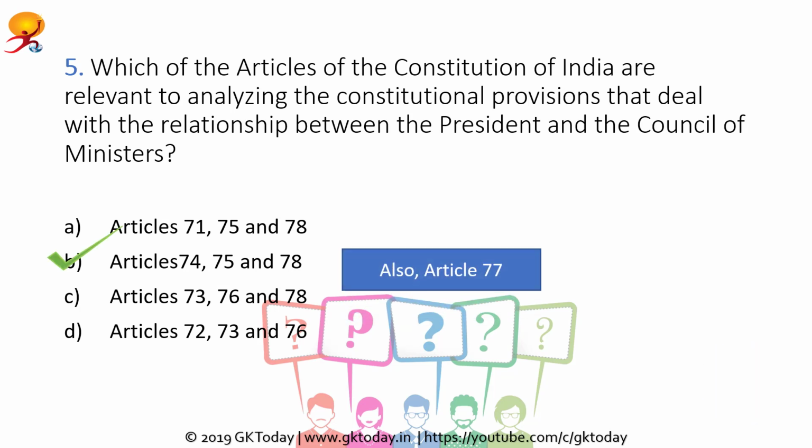And the correct answer is option B. So Articles 74, 75 and 78 along with Article 77 are what define the relationship between the President and the Council of Ministers. Article 74 defines the intimate and confidential relationship between the President and the Council of Ministers. Article 75 declares the appointment and service is at the pleasure of the President. Article 77 defines that all orders are passed in the name of the President, while Article 78 describes that the President shall be communicated of all decisions made by the Council.